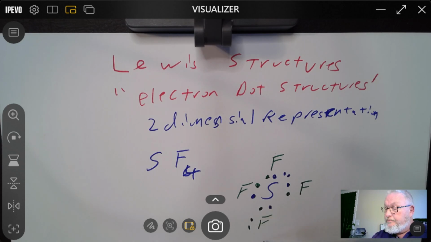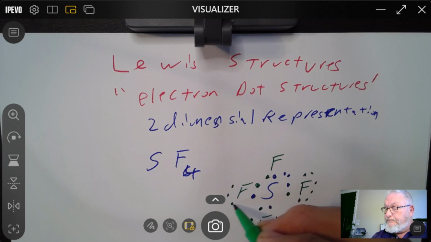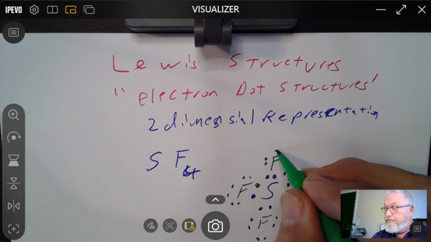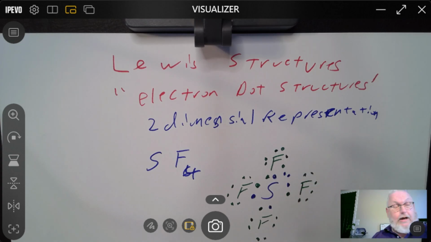Boom, boom, boom, boom, boom, boom. So that has an octet. This has an octet. All right, so each of those has that, right?